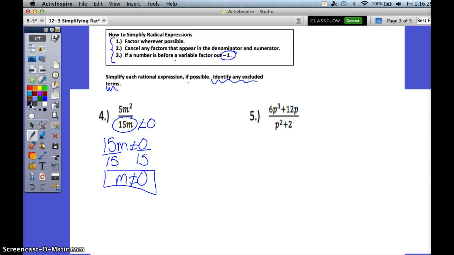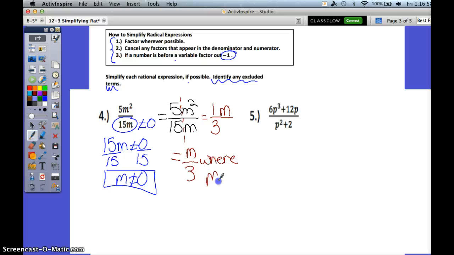Now, let's solve. If I have 5m squared divided by 15m, and we're going to simplify, let's look at our coefficients. 15 and 5 can both be divided by 5, so you get 1 over 3. And then m squared divided by m is just m. So this simplifies to m over 3, where m is not allowed to equal 0. And we got that from our excluded term.